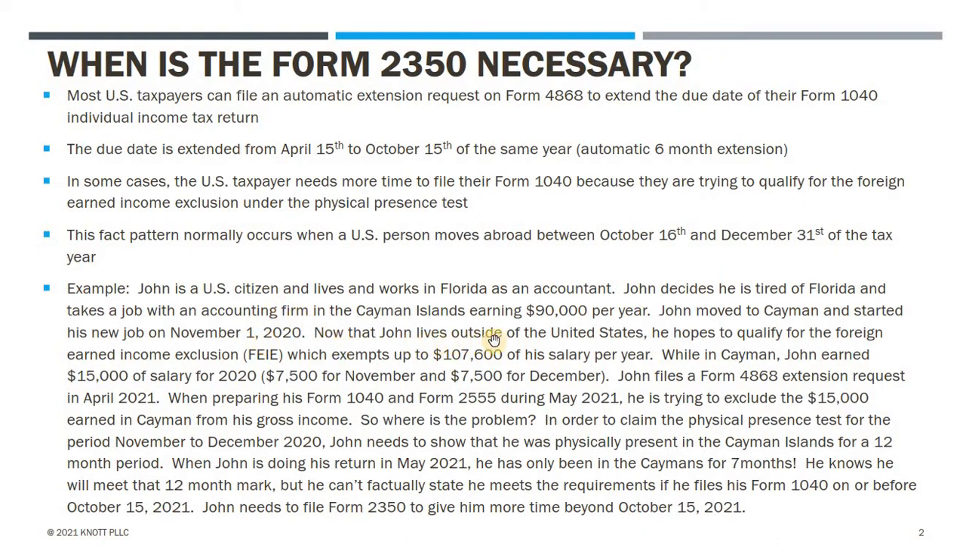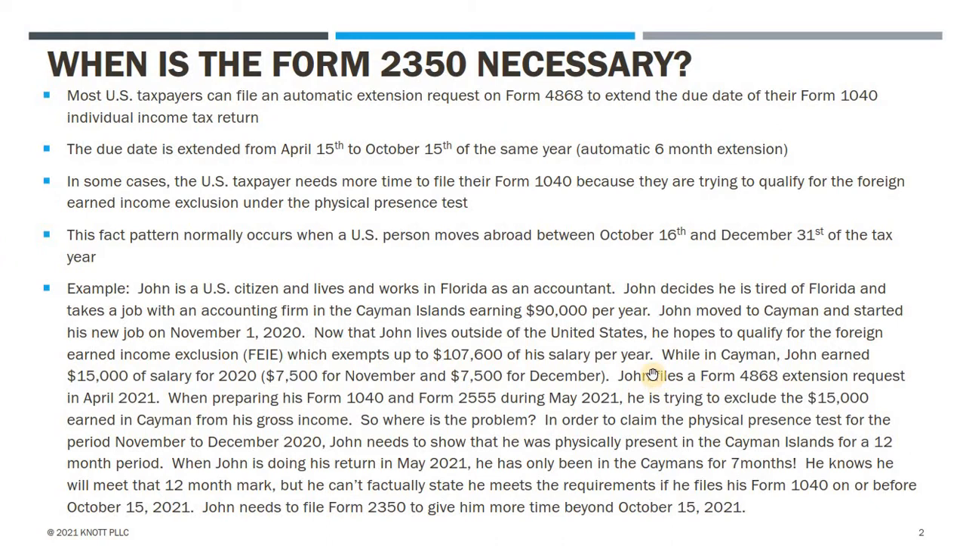Now that John lives outside the United States, he's hoping that he can qualify for that Foreign Earned Income Exclusion, which exempts up to $107,600 of his foreign salary per year. Okay, so while in Cayman for those 2 months, John earned $15,000 of salary for 2020. So he was there in November, made $7,500. In December, he made another $7,500, so $15,000 in total for 2020.